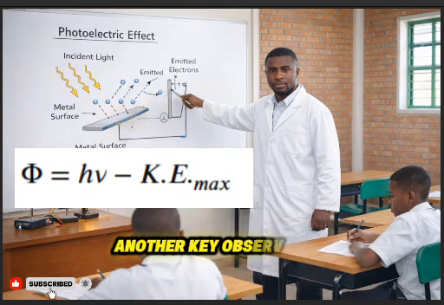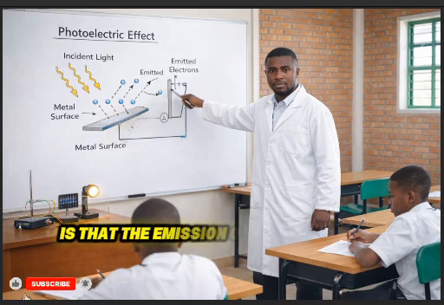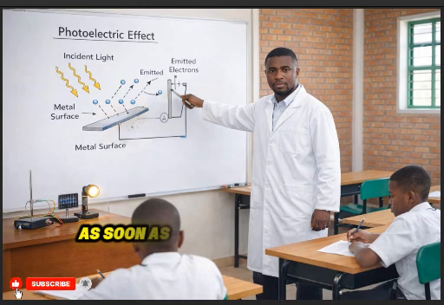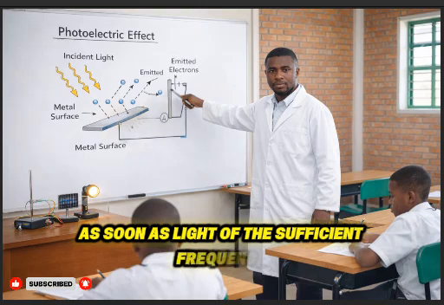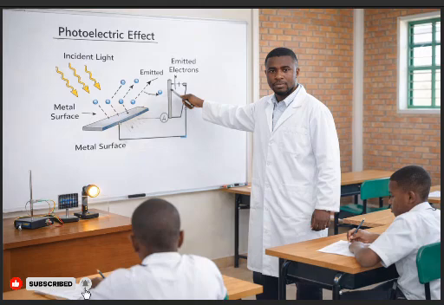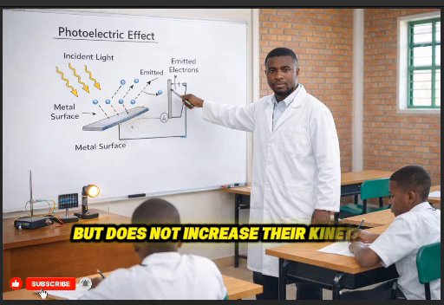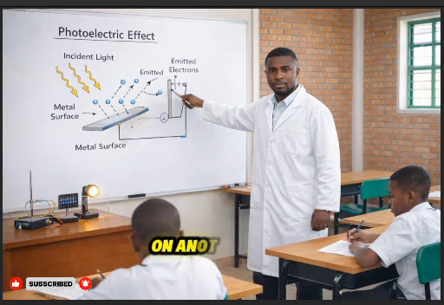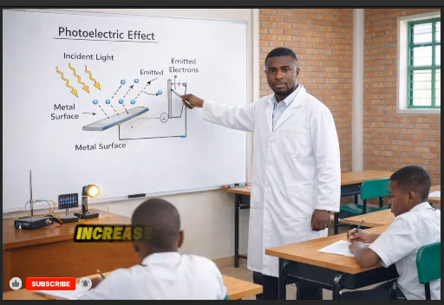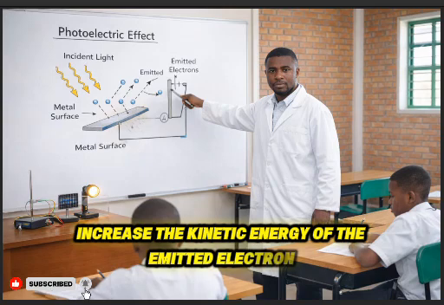Another key observation is that the emission of the electron is instantaneous. As soon as light of sufficient frequency hits the matter, electrons are emitted without any delay. Increasing the intensity of the light increases the number of emitted electrons, but does not increase their kinetic energy. On the other hand, increasing the frequency of the light increases the kinetic energy of the emitted electrons.